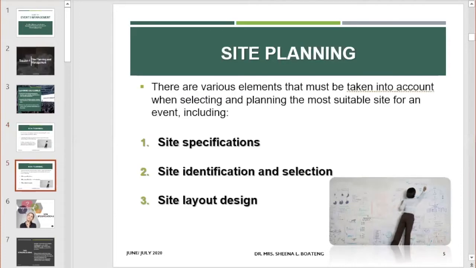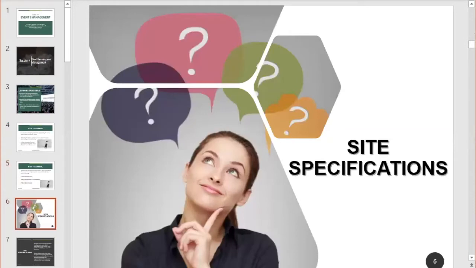Now, there are various elements that we must consider when we talk about site planning. However, there are three critical ones that we have to take cognizance of as event professionals. And the first one is site specifications, followed by site identification and selection. And then the third one is site layout design. And we will take these one after the other and explain them. So let's first start with site specifications.